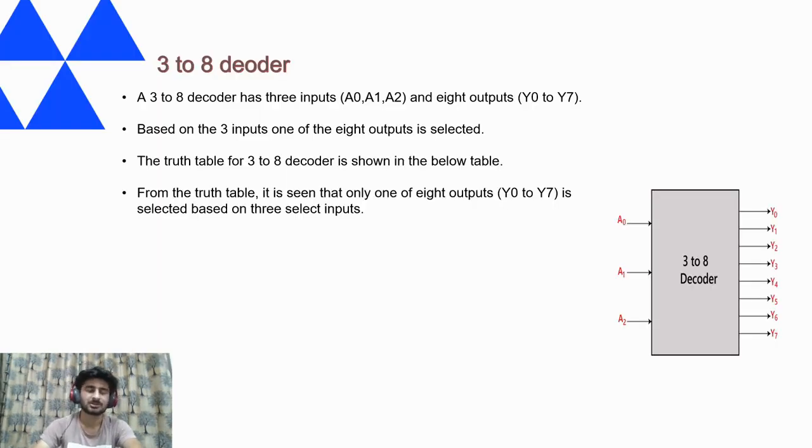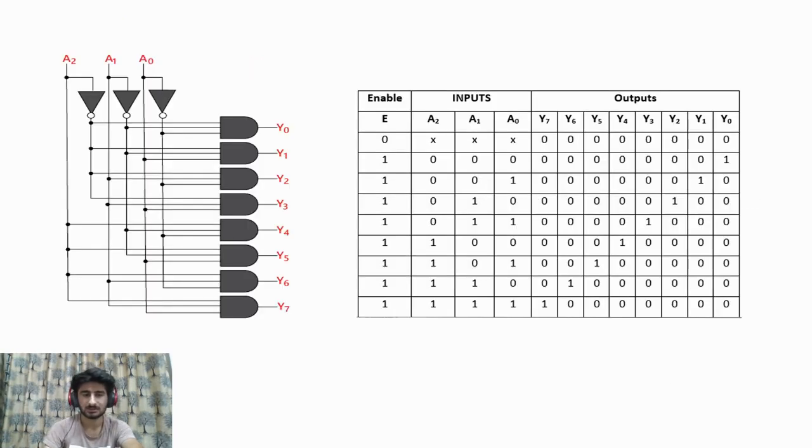So after the applications of the decoder, let's take some examples of the decoder. Firstly, we take a 3 to 8 decoder. A 3 to 8 decoder has 3 input lines and 8 output lines. Based on the input, one of the 8 outputs will be selected, and I will show you the truth table in the next slide.